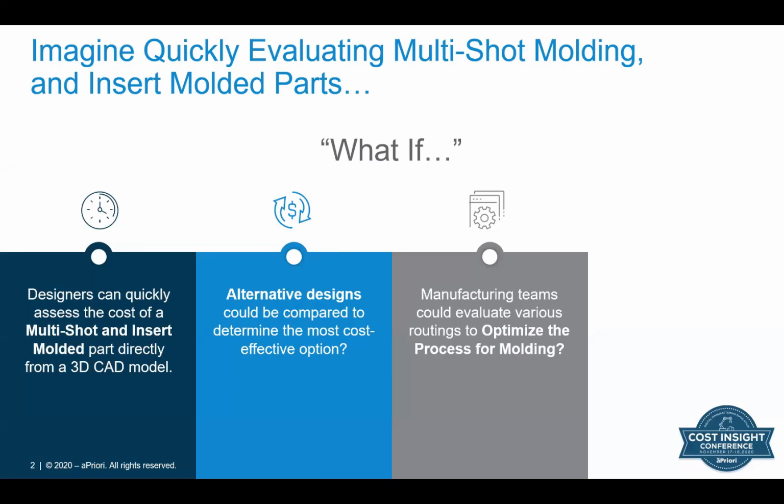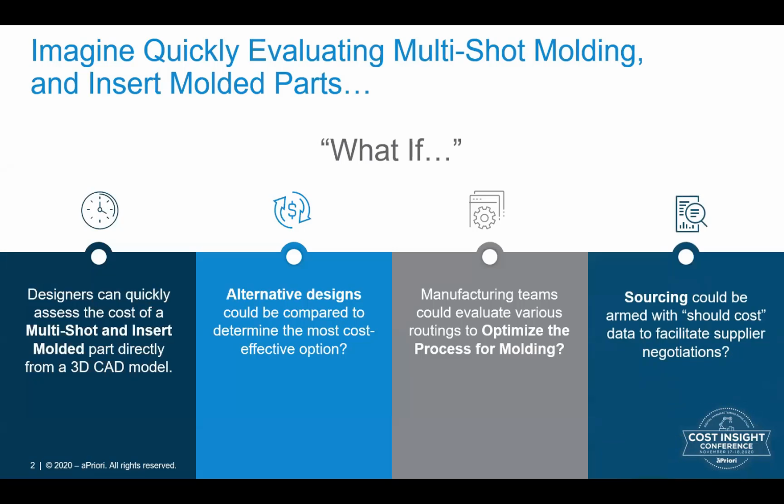Manufacturing teams could evaluate various routings to optimize the process for molding. And then finally, sourcing could be armed with the should cost data to facilitate supplier negotiations. So with that, I will switch over to aPriori, and we will go through a demonstration of 2-shot and insert molded.